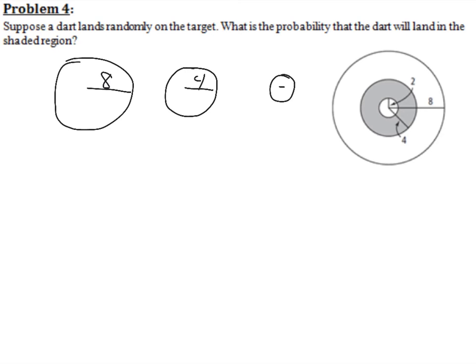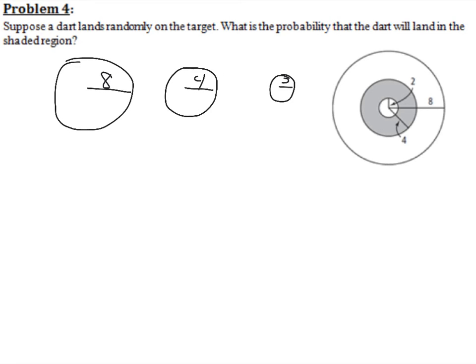Our final example for 10.8. Suppose a dart lands randomly on this target. What is the probability that the dart will land in the shaded region? Well, what I'm going to do is break these circles up. So I'm going to have the largest circle here with a radius of 8, the smaller circle with a radius of 4, and the smallest circle with a radius of 2. And I'm going to find the area of all of those shapes.